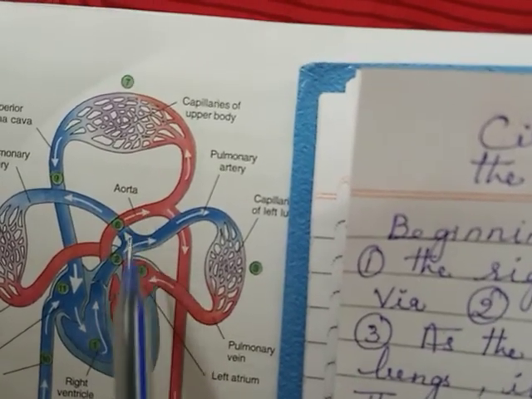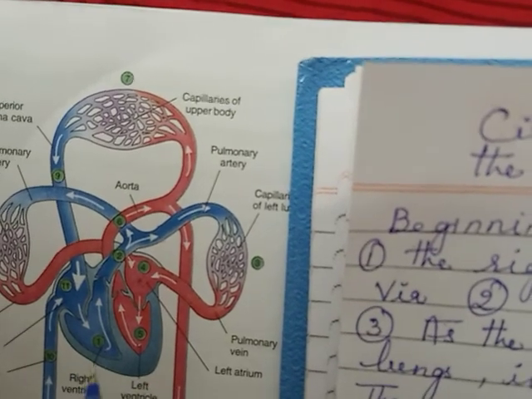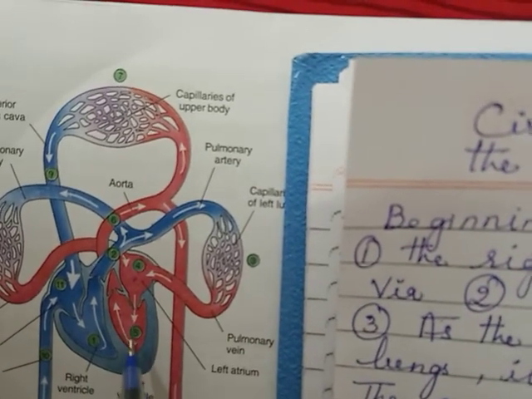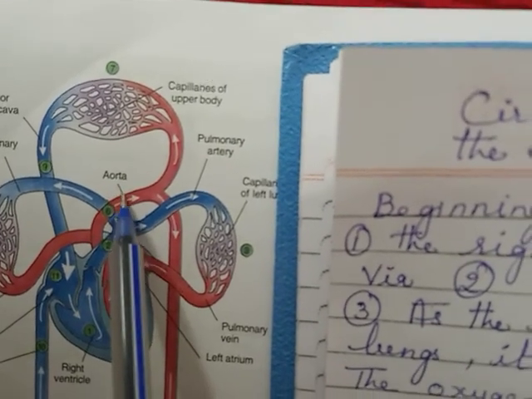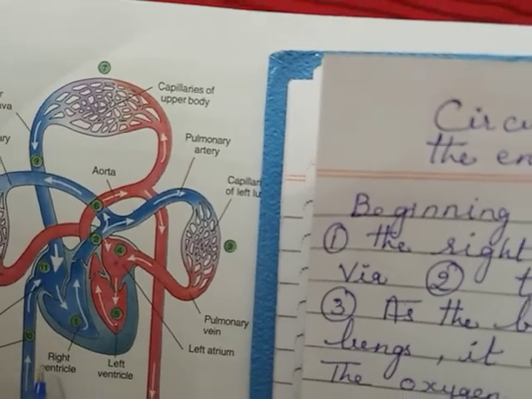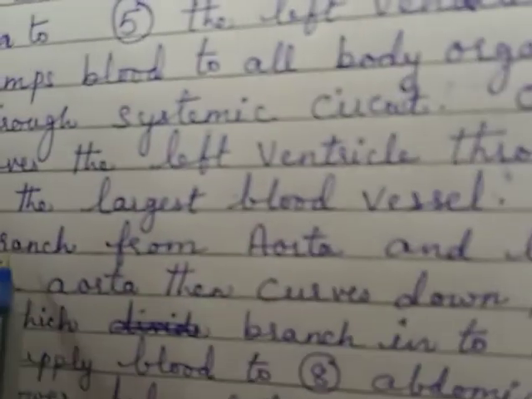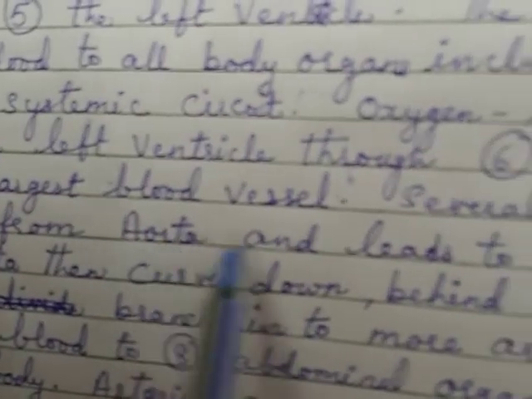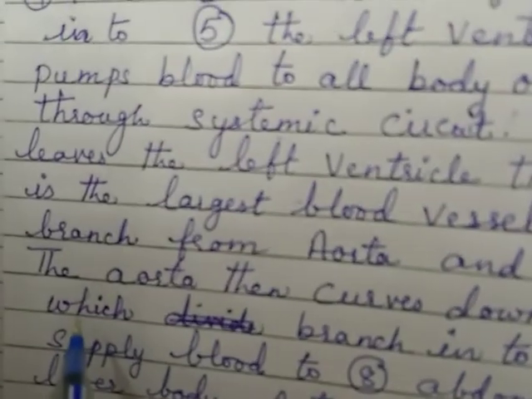This is the aorta. From the left ventricle, the blood is pumped into the aorta, and through this aorta the blood reaches all the parts of our body. Several large arteries branch from the aorta and lead to the upper body.